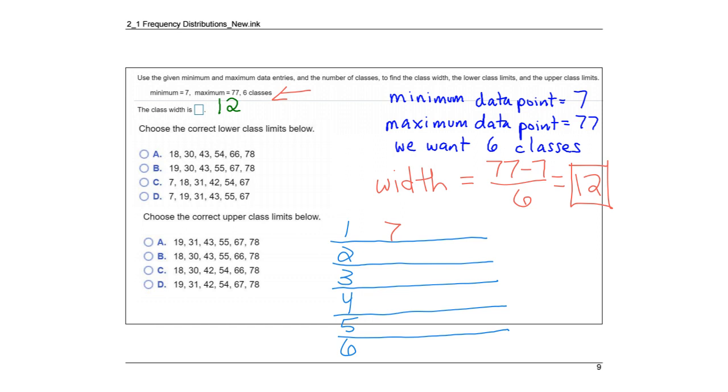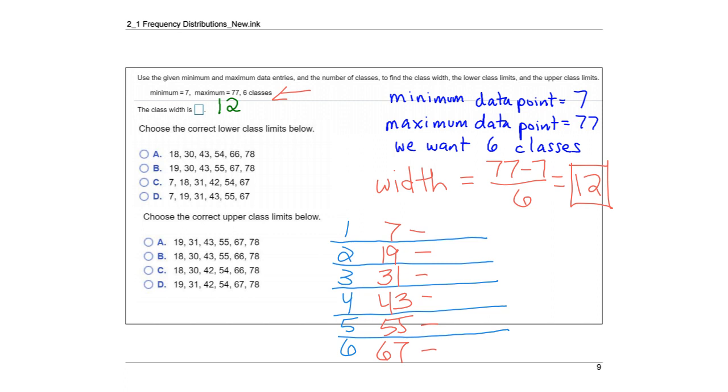So if I add 12 to 7, I get 19. If I add 12 again, I get 31. If I add 12 again, I get 43, 12 again, 55, and 12 again, 67. Okay, so those are my lower limits. Okay, now I have to find my upper limits.